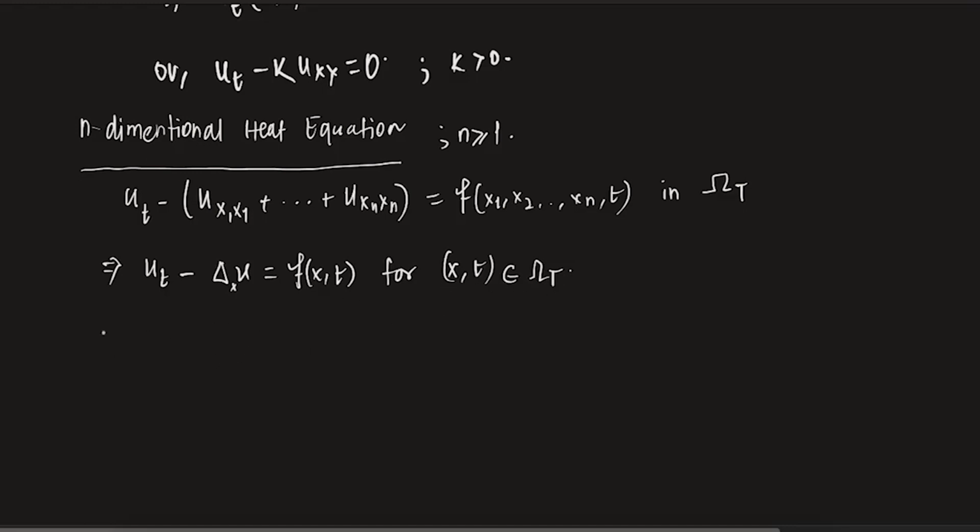And what is Omega_T? Now here, Omega_T is very interesting. As you know, whenever we say Omega, what do we mean? It's of course an open set. It's a smooth open set we are always considering. So here Omega_T is defined by Omega cross (0, T], open at 0 and closed at T. Okay, this is Omega_T.